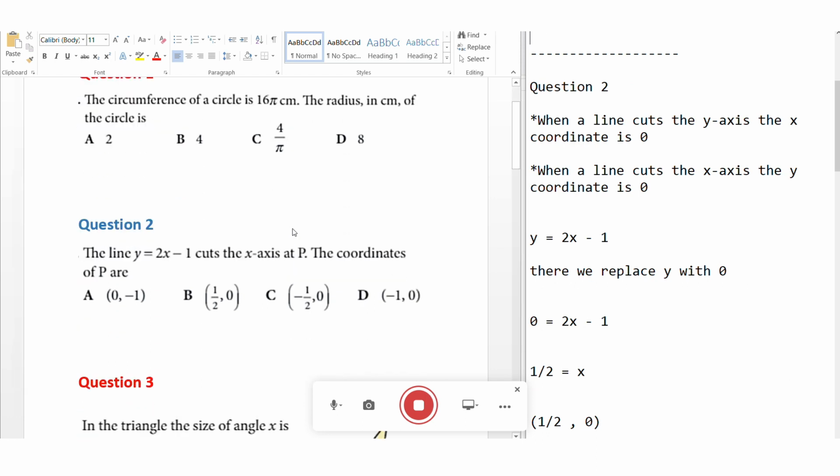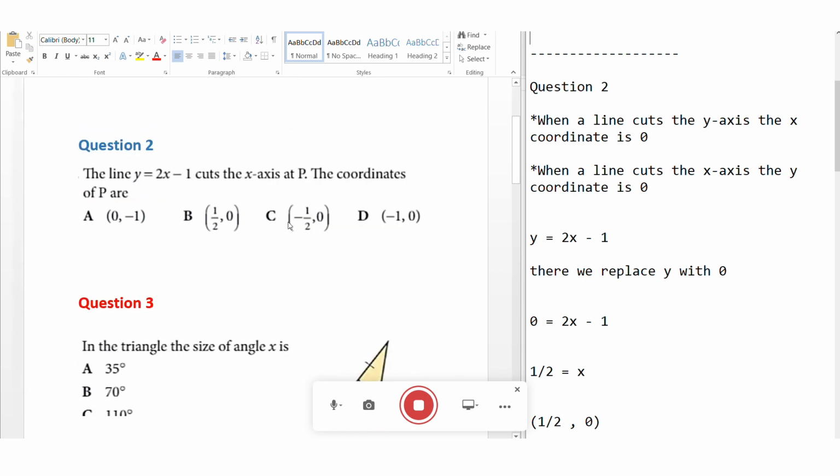All right, guys. Now, I know usually I teach on a whiteboard, but unfortunately, due to certain circumstances, this will be the new format I'll be teaching in maths, where I use Notepad and Microsoft Word on left and right of each other. All right. Question 2. This is a y equals mx plus c question, if I'm not mistaken. There's a line, y equals to 2x minus 1. And they say it cuts the x-axis at P. And they want to know what are the coordinates of P.